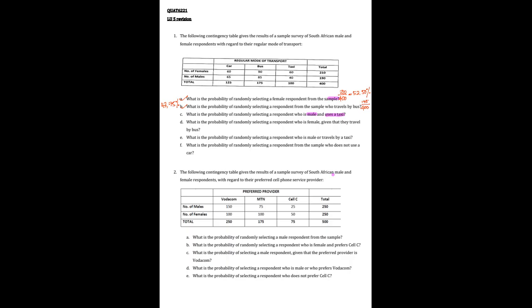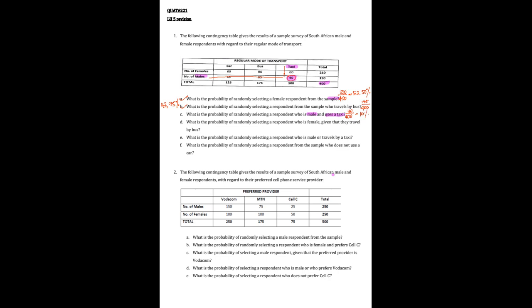So you're going to highlight taxi at the top and male here and in line with both those values. So in line with taxi and in line with male here, it would be the value of 40. So basically 40 out of 400 people are males who use a taxi. So that would be 40 over 400, and as a percentage, that is 10%. Okay, so that is C done.